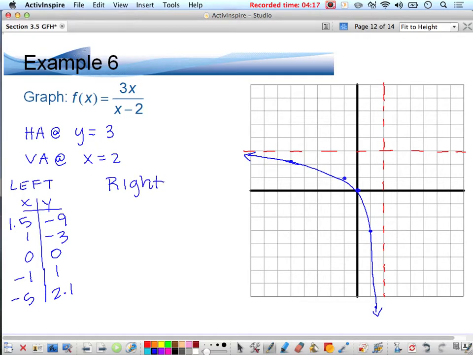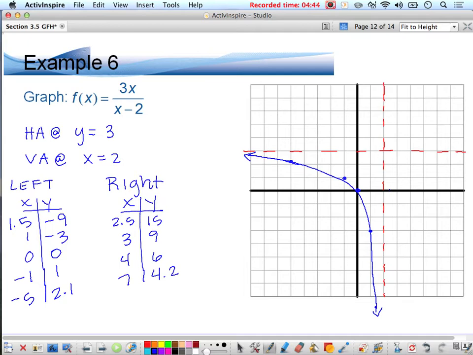For the right section, let's start with 2.5. We already know 2.5 occurs way up at 15. How about 3? 9. 4? 6. That's still really big. Okay, how, I don't know, give me 7. 4.2. All right, close enough. Let's put those on and see what's happening.